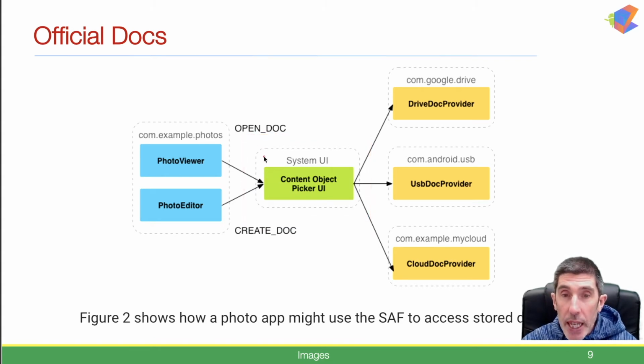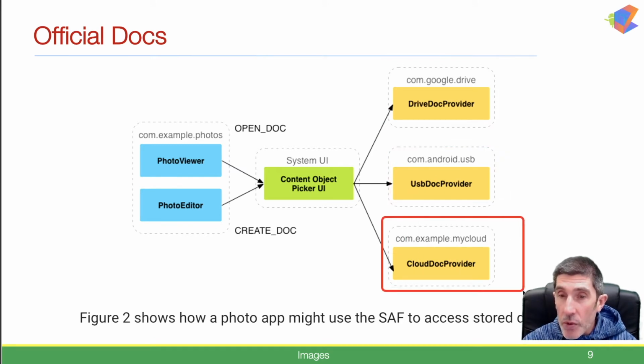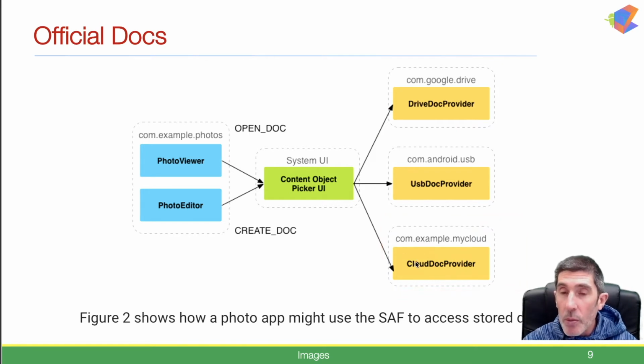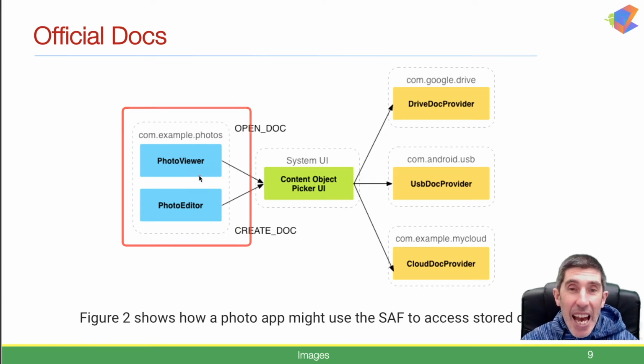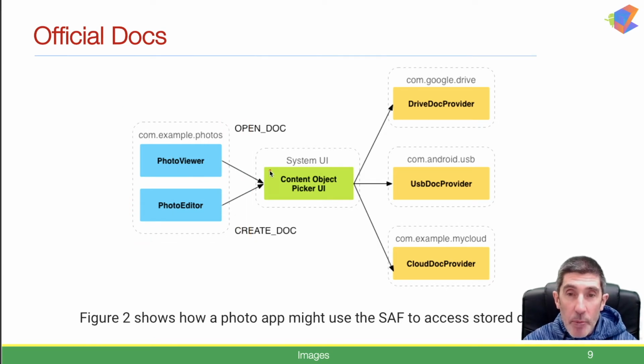So you would have an option within your app to kick off that picker UI, so that will then have access to possibly your Google Drive through the Drive dock provider, through the USB dock provider, or something in the cloud through a cloud dock provider. So some could be, as I said, iCloud, or even open a Dropbox or whatever the case may be, right? And then on this side, we have a photo viewer and a photo editor, and that will feed back into that picker UI itself.